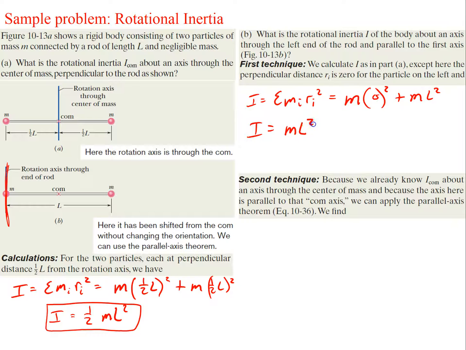Okay, there's another way we could have done that, because we knew the moment of inertia of the center of mass, since the center of mass is located right here, so we could use the parallel axis theorem to find that as well. So let's try that method. The parallel axis theorem says we just take the moment of inertia of the center of mass and add Mh squared.